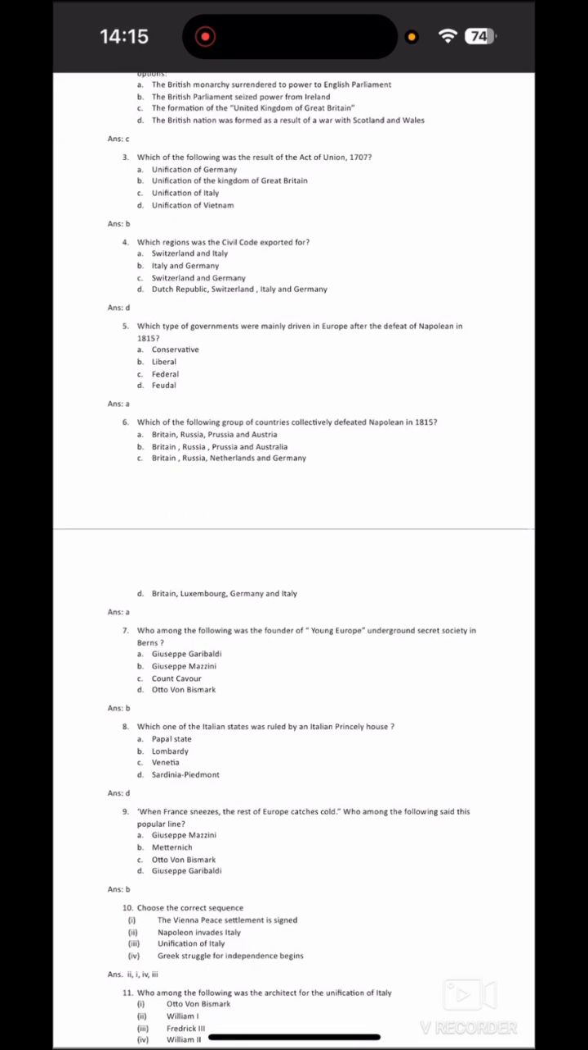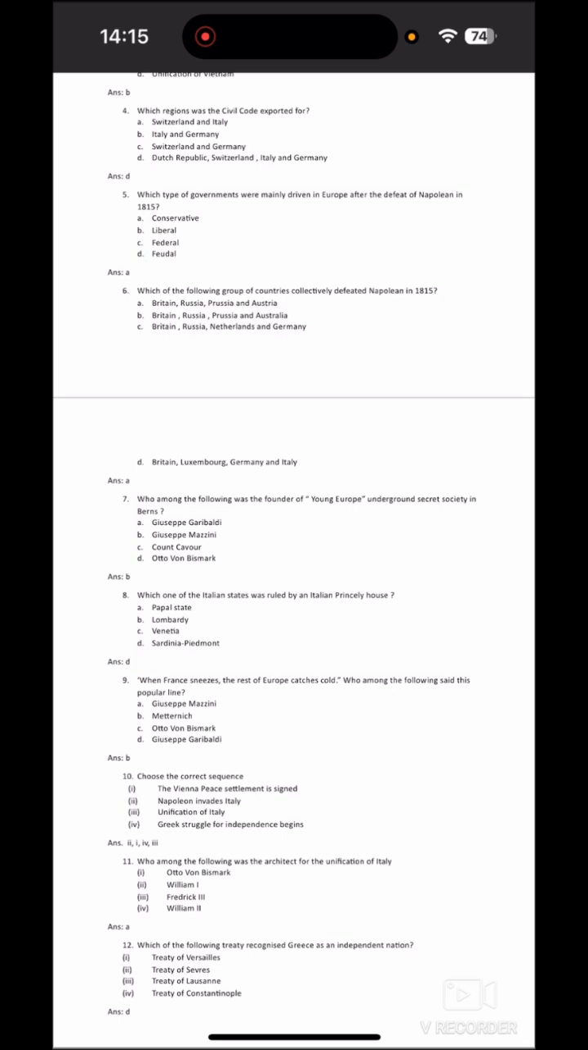Next one. Which type of governments were mainly seen in Europe after the defeat of Napoleon in 1815? So here in the question you are getting one more question. Defeat of Napoleon was in which year? So it was in 1815. And after his defeat, what sort of government was seen in Europe? Conservative, liberal, federal or feudal? So conservative government was seen in Europe after the defeat of Napoleon in 1815.